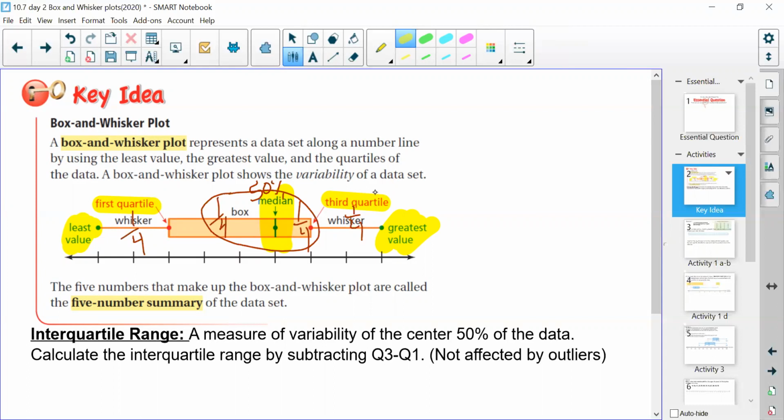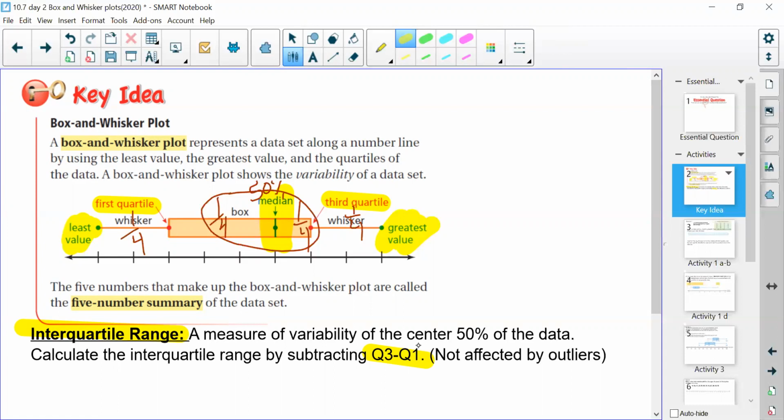Okay, there's something also called interquartile range. Remember, range is how spread out the data is. And for interquartile range, all you're going to do is take your third quartile minus your first quartile to see how spread out 50% of your data is. Okay, just what's in that box. So how wide is your data in the middle?